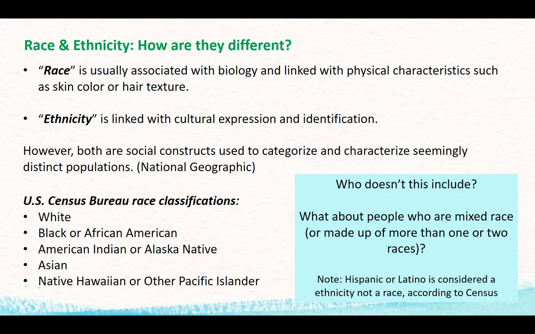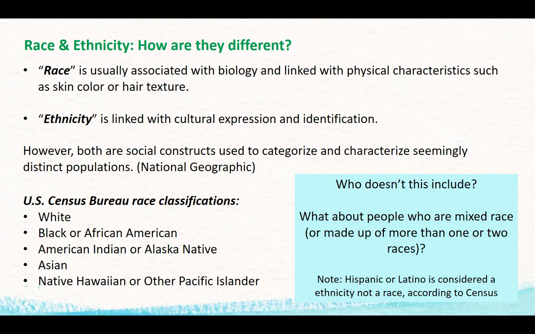more cultural. So if you think of it, people who seemingly look the same race, maybe similar skin color, similar hair textures, that kind of thing, might be of different ethnicities. However, both of them are considered social constructs that we use to categorize distinct populations. And so that information came from National Geographic.